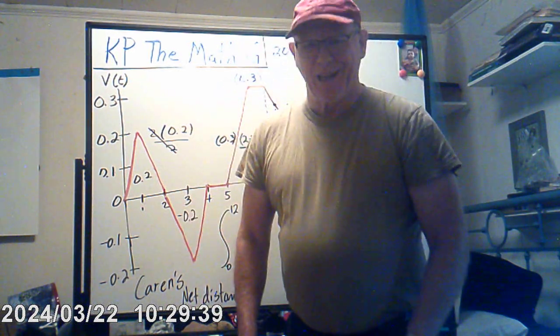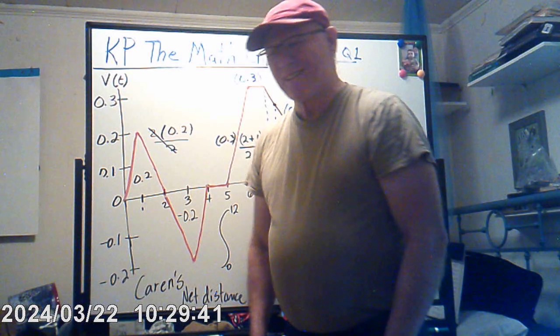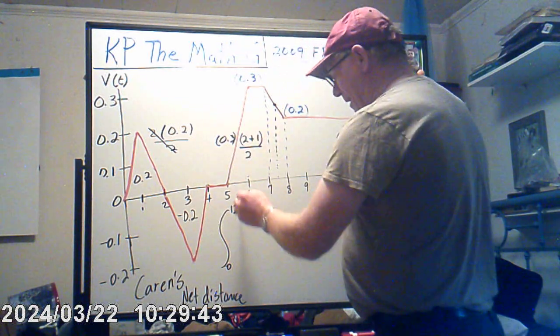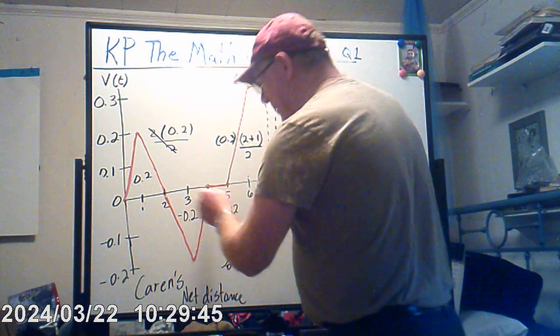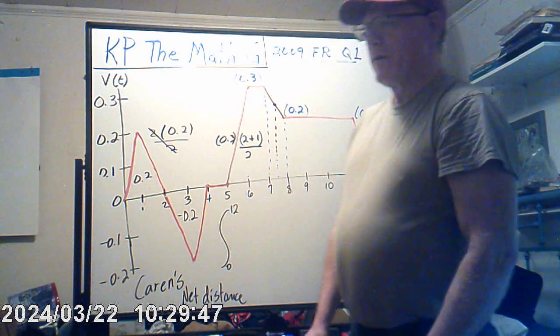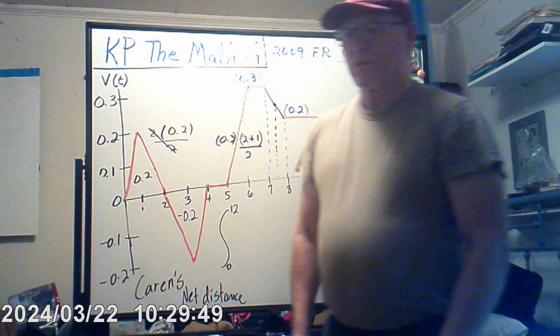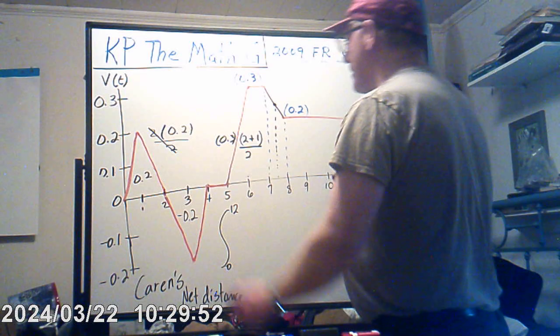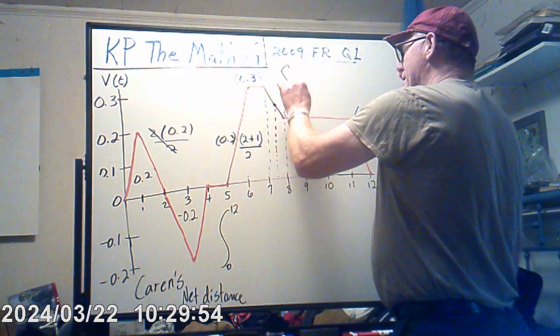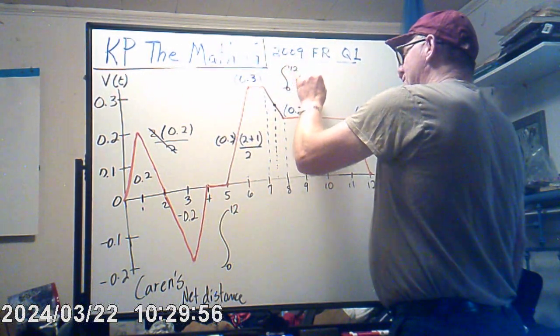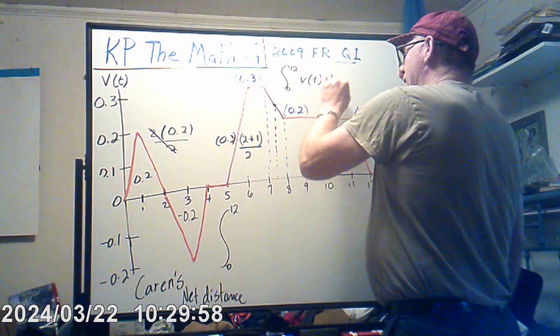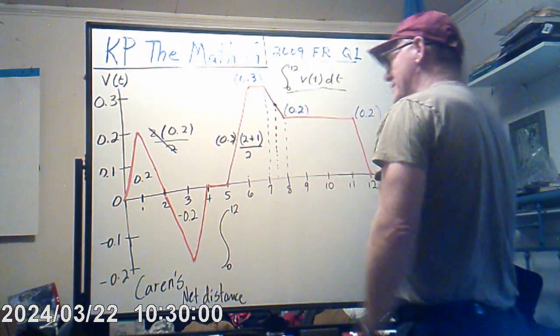Now we take the negative. So we are looking at it from 0 to 12. We've got to make this negative, because we are not looking at total distance. It's not an absolute value. This is what we're looking at here. Ladies and gentlemen, this is what we're looking at.